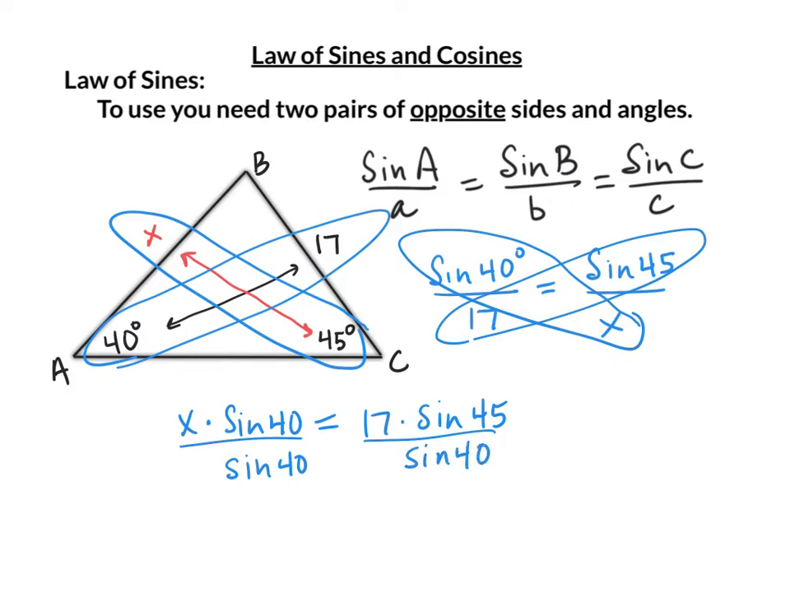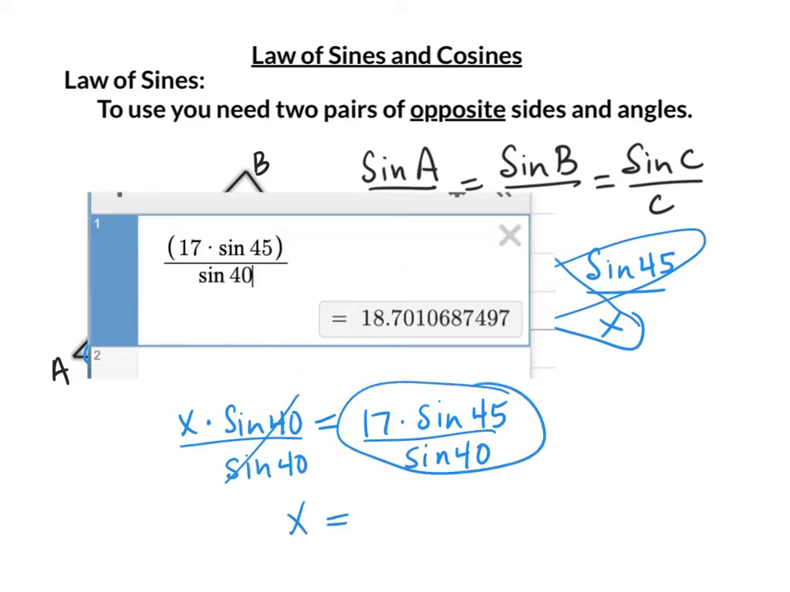Don't forget, when you enter this in the calculator or Desmos, you need to make sure you're in degrees, not radians, or you'll be getting the wrong answers. Notice that these cancel, and I get x equals, I'll put this in the calculator. We'll round that to the tenth. It looks like it's about 18.7.